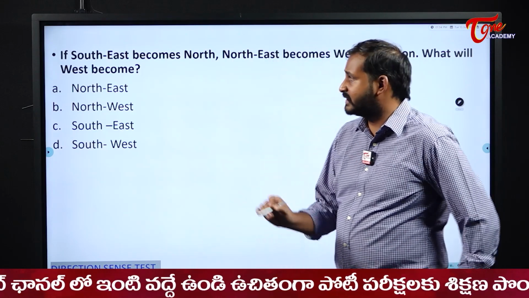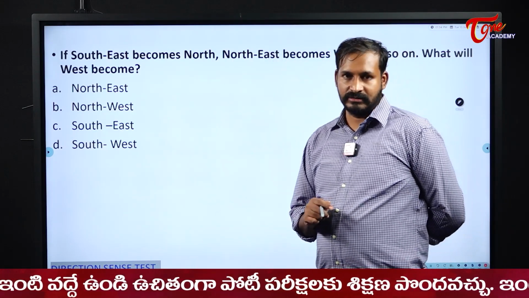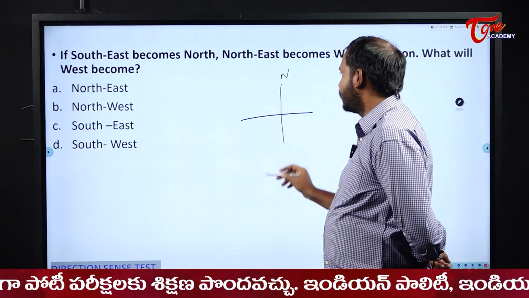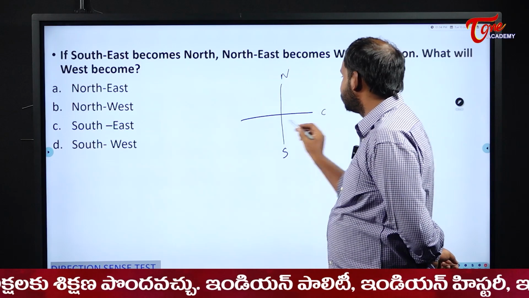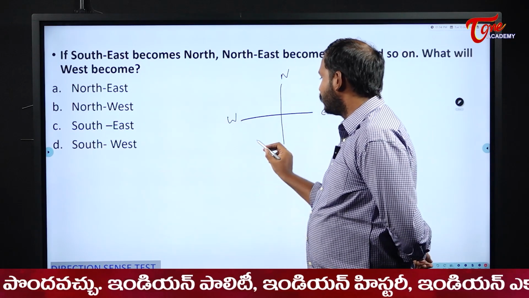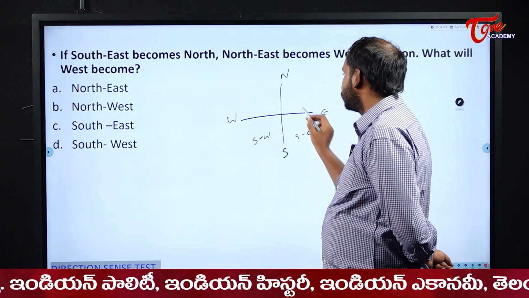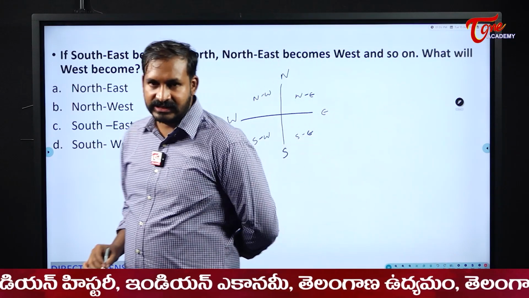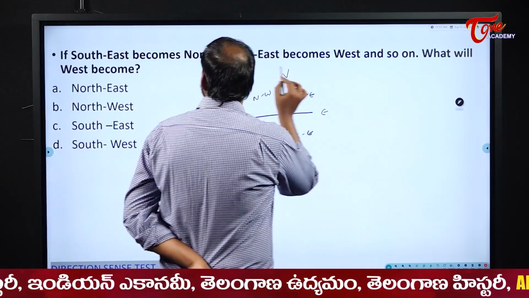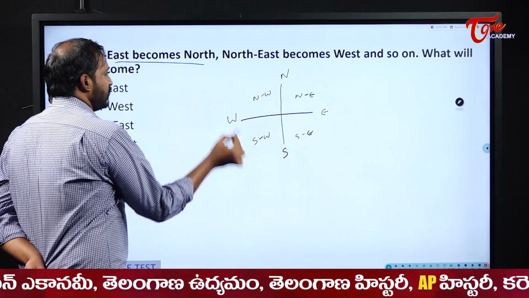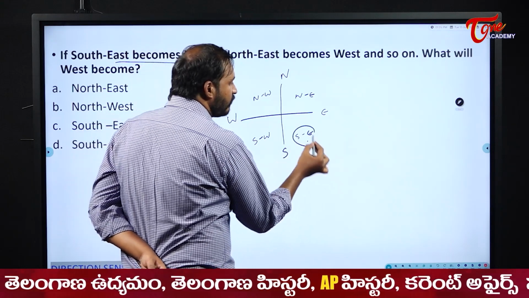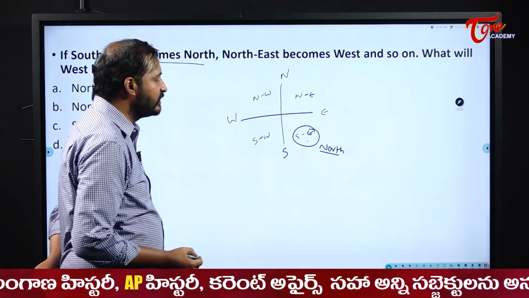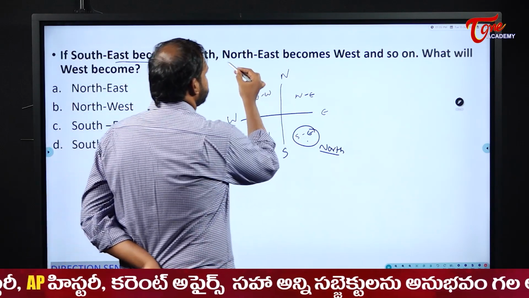This is little bit different one. See here, if southeast becomes north, okay, actually what it is? Actual directions are what? North, south, east and west. This will become what? Southwest, southeast, northeast, northwest. These are the actual directions, right? Now what he is telling us here, if southeast becomes north, now means this is southeast, right? Now this is becoming what? North. Southeast becoming north.